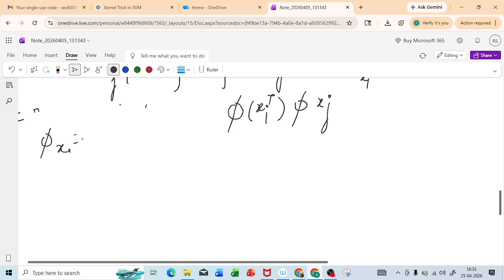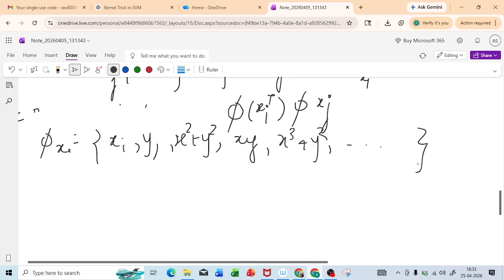So phi of xi is nothing but xi, yi, and then x square plus y square. But what if we are to add many more dimensions to it? Along with x square plus y square, we also add xy, x cube plus y cube, etc. At that juncture it becomes difficult to calculate xi transpose xj. You would consume space for a single point xi, because when you do the transformation phi of xi, you will have to incorporate all those features. So this becomes many features.